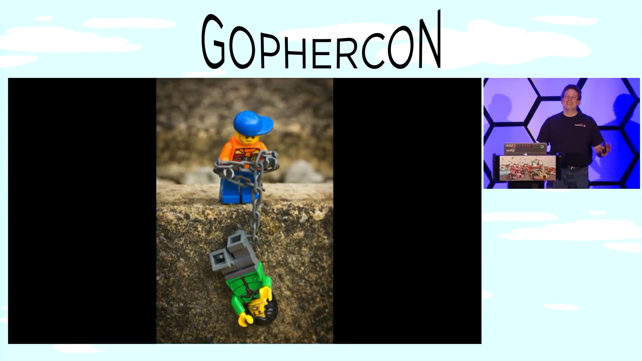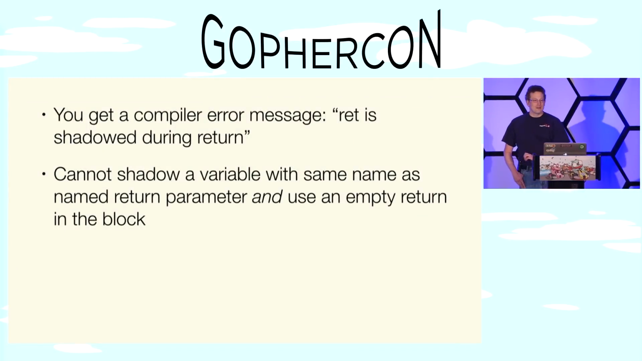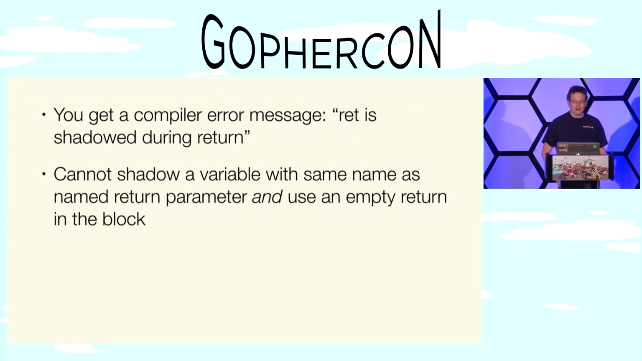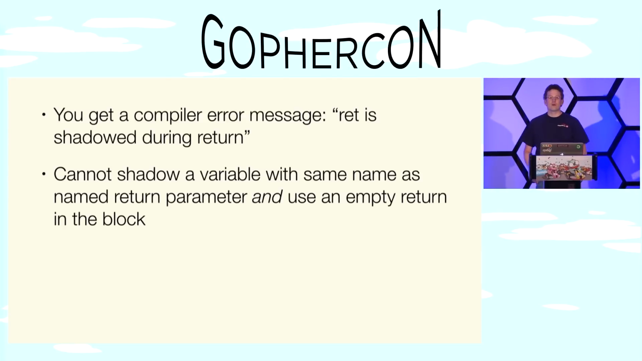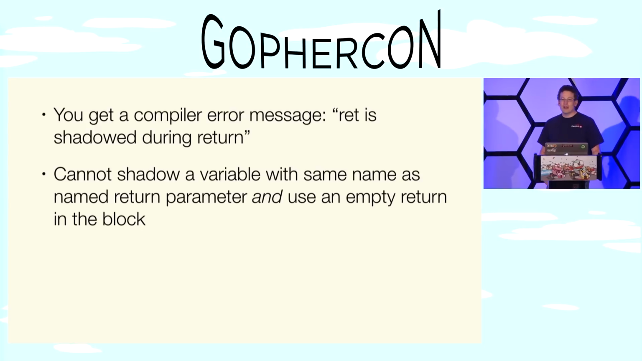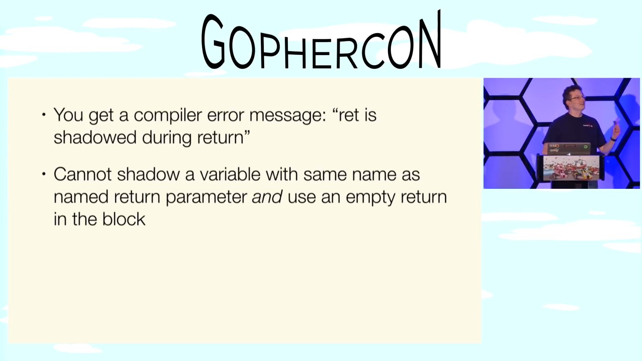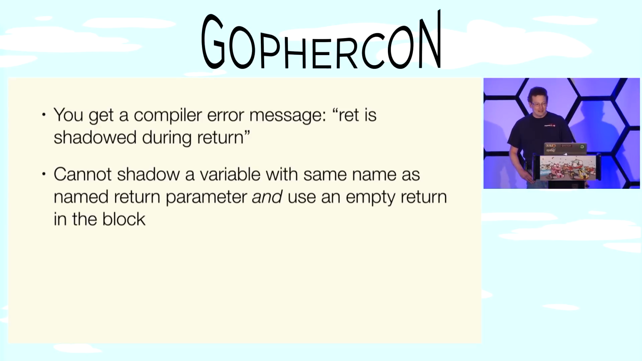What? Why does that not compile? So what's interesting is the compiler error message. It says ret is shadowed during return. This is the only place I'm aware of where Go doesn't allow you to shadow a variable. If the shadow has the same name as the named return parameter, and there's an empty return in the same scope as that shadow, in that one case, you get back an error message.